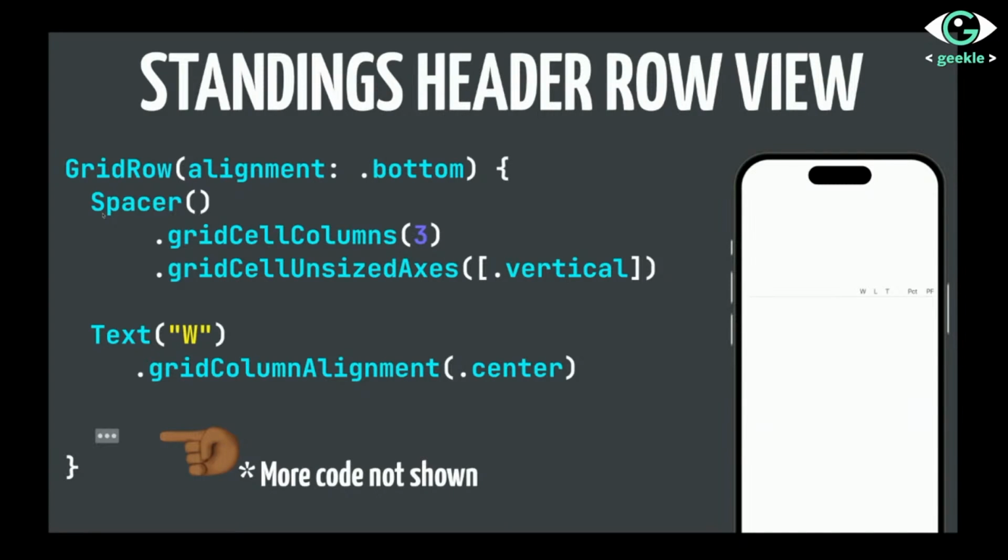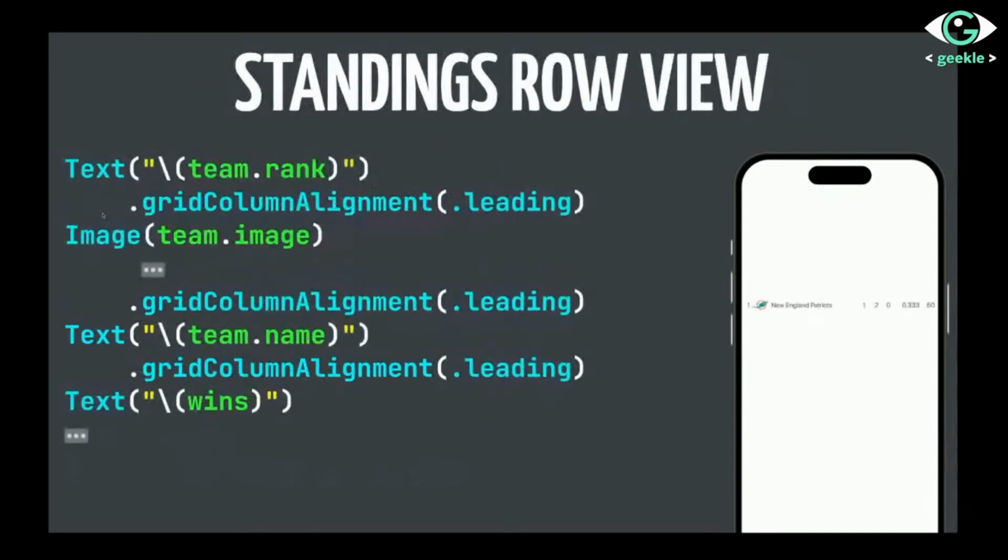So let's look at the row and see how that works. We have the rank, the image, and the name. And we have to apply a grid column alignment because we don't have a header that's actually applying these. So here you can see .leading for these alignments. And simply enough, that's all we need. But the wins, the losses, and everything else will take whatever the parent gives us. So all of that was done in the header. So it's going to do what the header tells it to do in this particular case.